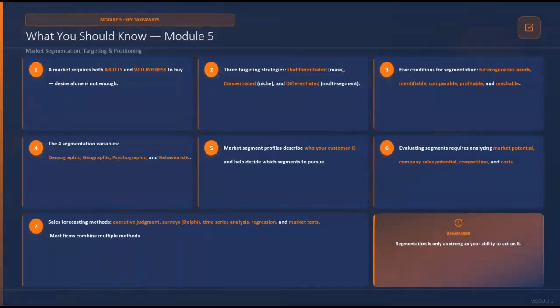These are some of the 7 things that you want to remember through Module 5. I'll let you look through these: market segmentation, targeting, and positioning. Make sure you read over these. Make sure you understand them fully and keep them in mind when taking the quiz. And if you have any questions whatsoever, please feel free to reach out to me.